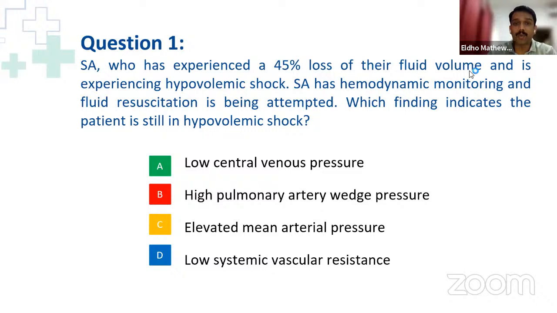So for SA, we can discuss a few questions. SA has experienced 45% loss of her blood volume and is experiencing hypovolemic shock. Hemodynamic monitoring and fluid resuscitation are being attempted, which indicates the patient is still in hypovolemic shock. We have four options: low central venous pressure, high pulmonary artery wedge pressure, elevated mean arterial pressure, and low systemic vascular resistance. So what will be the answer? High pulmonary artery wedge pressure and elevated mean arterial pressure won't be there since the patient is in shock, leaving low systemic vascular resistance or low central venous pressure. So mostly what will be the answer?